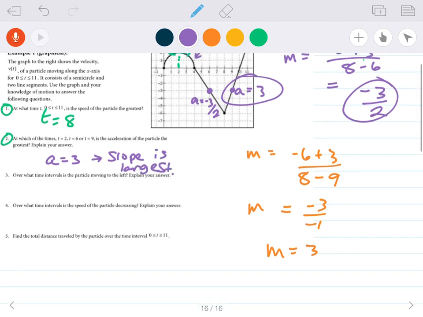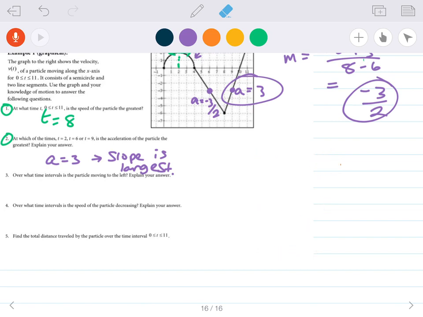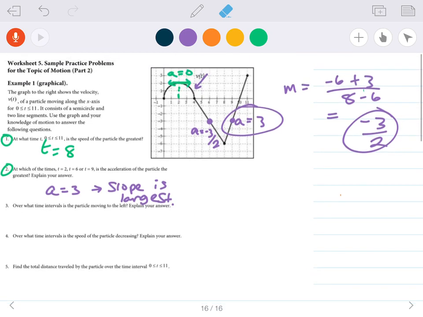All right. Moving on, the next question says, over what time intervals is the particle moving to the left? Well, we kind of talked about this earlier in the lecture, but let's talk about it again. When velocity is positive, that's when the particle is moving towards the right. When velocity is negative, it's moving to the left.